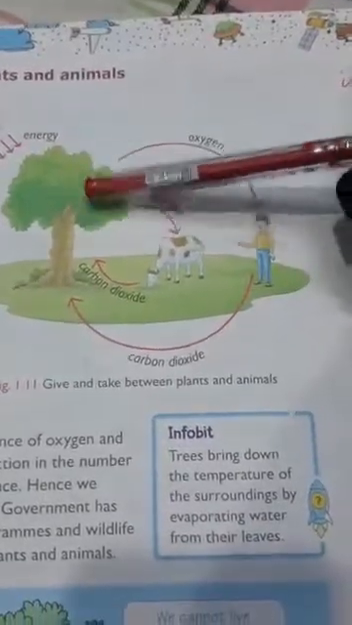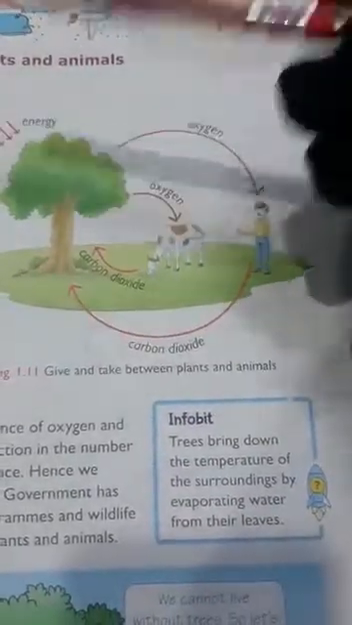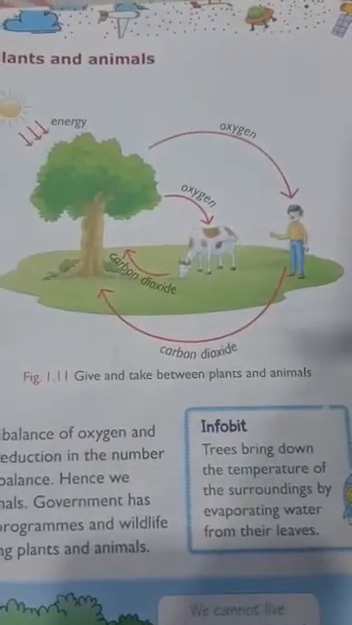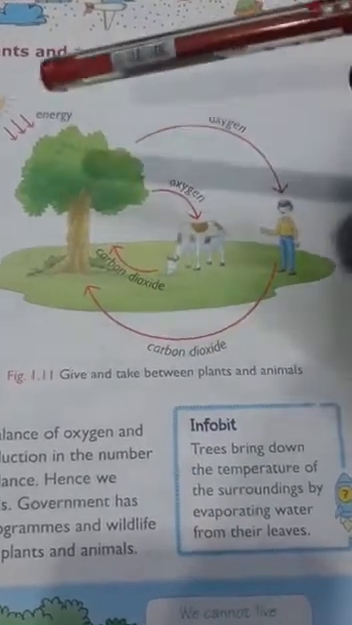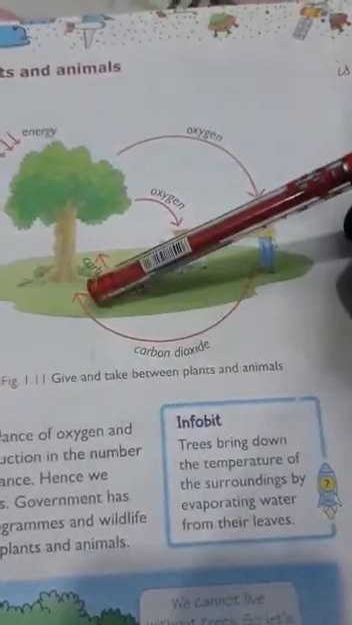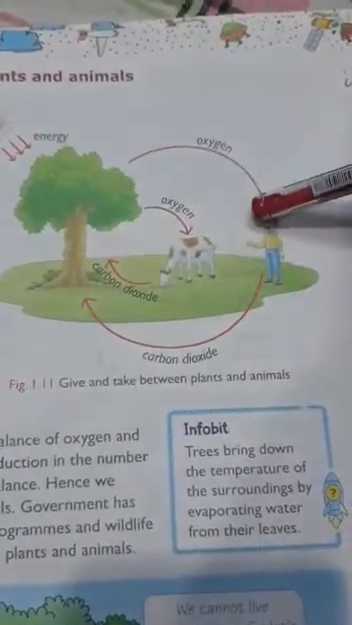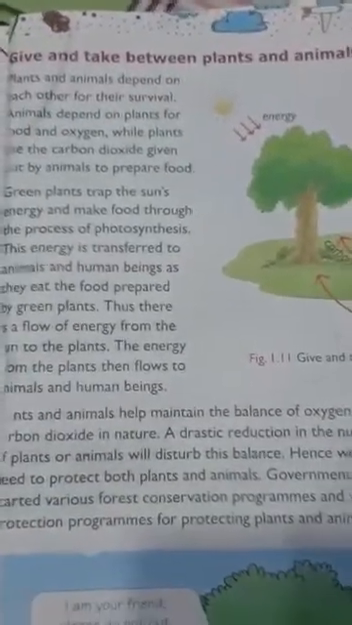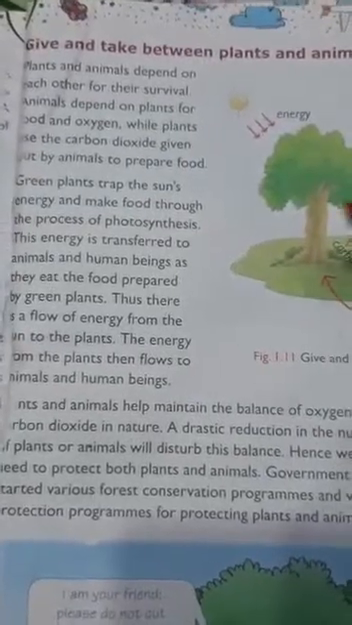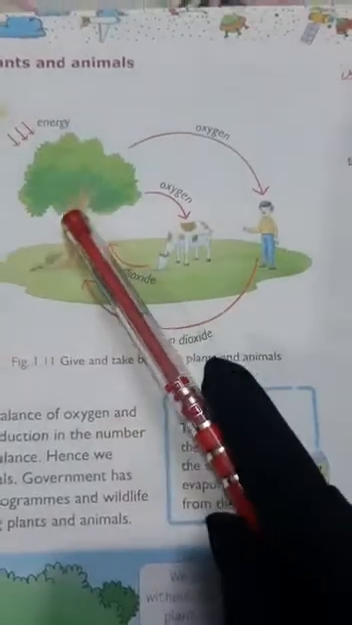Green plants trap the sun's energy and make food through the process of photosynthesis. As we have seen earlier, plants use the sunlight, carbon dioxide from the surroundings, and water and minerals from the roots, and they prepare the food and give out oxygen. That is nothing but photosynthesis. This energy is transferred to animals and human beings as they eat the food prepared by green plants. Even we eat the food that plants prepare.